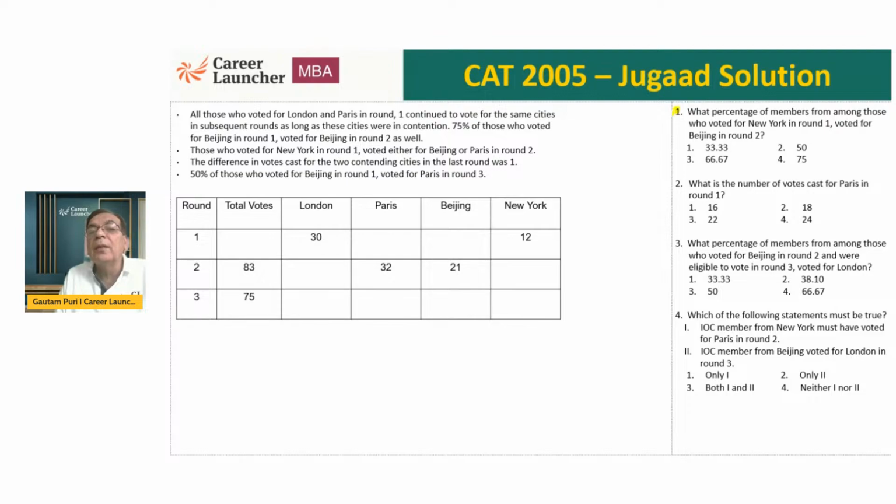Out here, question 1, something we remember. Question 1 is about round 1. How many of those who voted for New York in round 1 voted for Beijing in round 2? Question 2: how many votes for Paris in round 1? Question 3: what percentage among those who voted for Beijing in round 2 and were eligible to vote in round 3 voted for London? So question 3 is talking about round 2 to round 3 movement, and question 1 is talking about round 1 to round 2 movement. So this is what we are looking for. We'll come back to it later, but I'll just highlight this so that you don't forget.